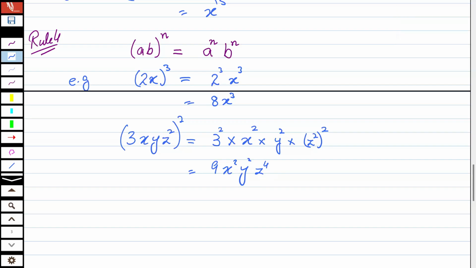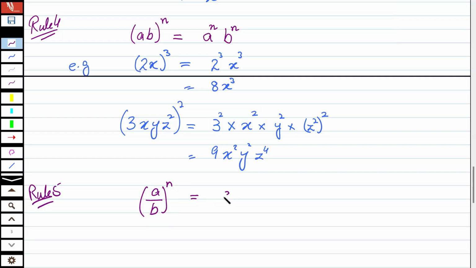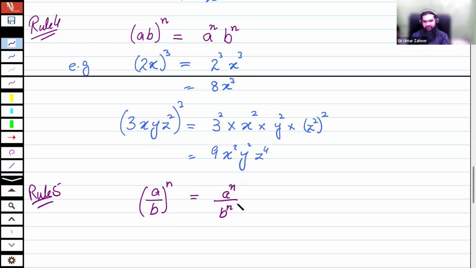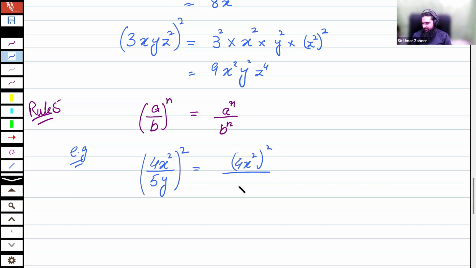One question: if there is a fraction that is having a whole square, does the denominator also get squared? Yes, that's rule 5, we are doing that one next. If you have two values that are dividing and there is a whole power, you have to apply the power on the numerator as well as on the denominator. For example, you have 4x square divided by 5y and there is a whole square. You will apply the power in the numerator and in the denominator. Is it clear?